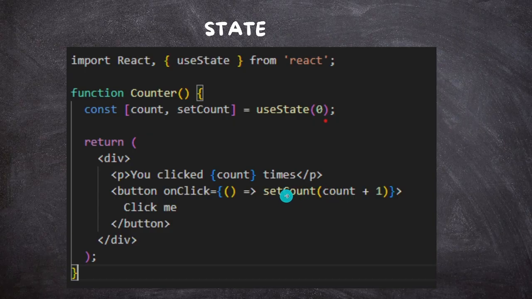using the setCount function. So once the count state variable is updated, what React essentially does is re-render the component with the updated value of the count variable. So now that the count is increased to 1, we display that you clicked one time.